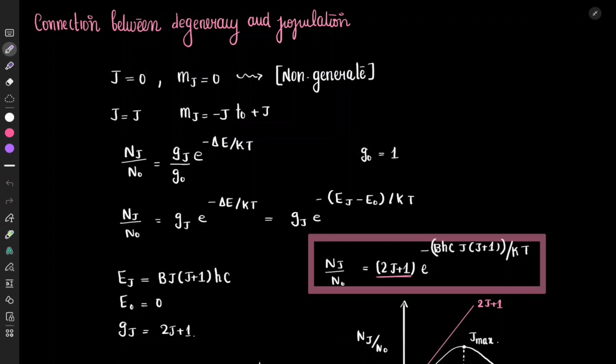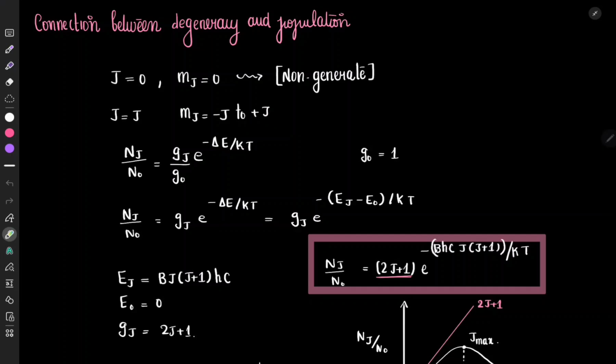Let's take a case where J is equal to 0. If J is equal to 0, mJ is equal to 0. That means there is no degenerate state, only mJ is there. But in case of J is equal to 1, m will be equal to minus 1, 0, 1. And in case of J is equal to J, then mJ will range from minus J to plus J.